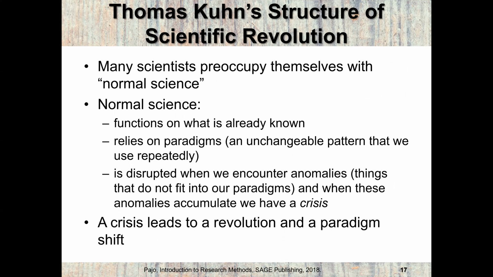So here we know many scientists preoccupy themselves with normal science. Normal science functions on what is already known, and also relies on paradigms and unchangeable patterns that we use repeatedly. Also, normal science is disputed when we encounter anomalies, things that do not fit into our paradigms. And when these anomalies accumulate, we have a crisis. And a crisis can lead to a revolution and a paradigm shift again.